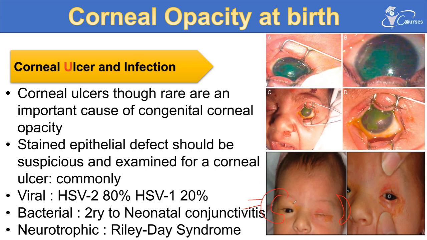So this will lead to causing a vertical tear in the Descemet membrane. It will cause a vertical tear or an oblique tear, but due to the orientation of the forceps, it will not be horizontal. Okay, so this is for the corneal ulceration and infection. What will be the next cause of the corneal opacity at birth?